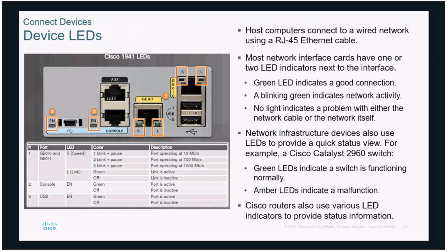The green flash is like an active port. Console, which is number 2 here, just says active if it's green, and off is inactive. Same for the USB, which is number 3, that port there, active or inactive. Okay, no light means there's possibly a problem there. An amber light on a Cisco 2960 switch is a malfunction.